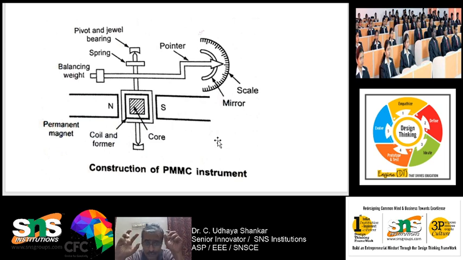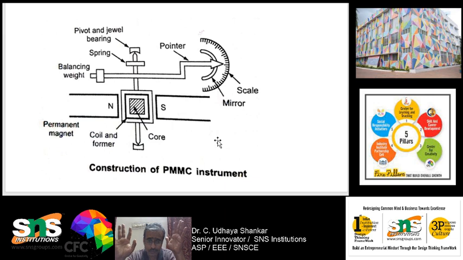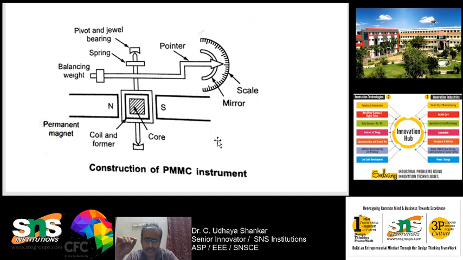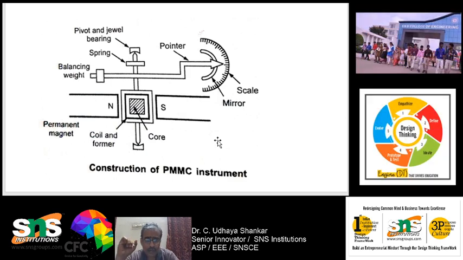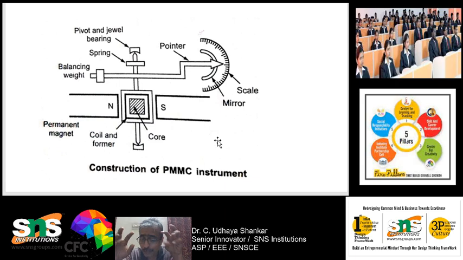So the pointer connected to the spindle moves on a uniform scale. Whereas in the case of the MI instrument it was moving on a non-linear scale, here it will be moving on a uniform scale. And a mirror will be placed below the pointer to avoid what is called parallax error, so we have to see in parallel. Anyway, I will be coming to it later, okay. A balance weight is also used in order to improve the damping, and the deflection of the pointer here is proportional to the amount of current passing through the coil, okay. So this is how the construction is all about, okay.